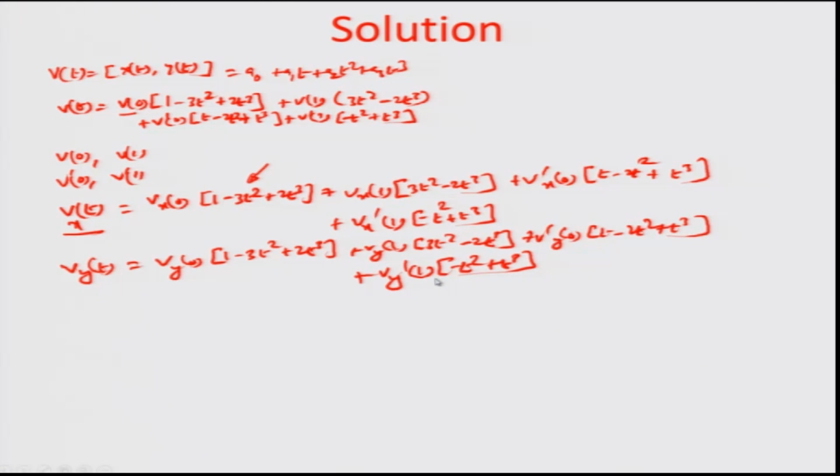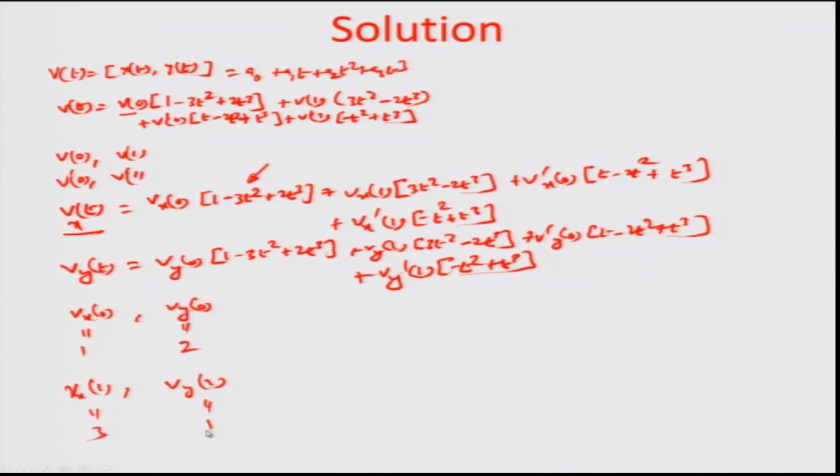We already know that vx0 and vy0 are the initial coordinates, which are given in this particular problem example as 1 and 2, and similarly vx1 and vy1 are given in this particular coordinate as 3 and 1.